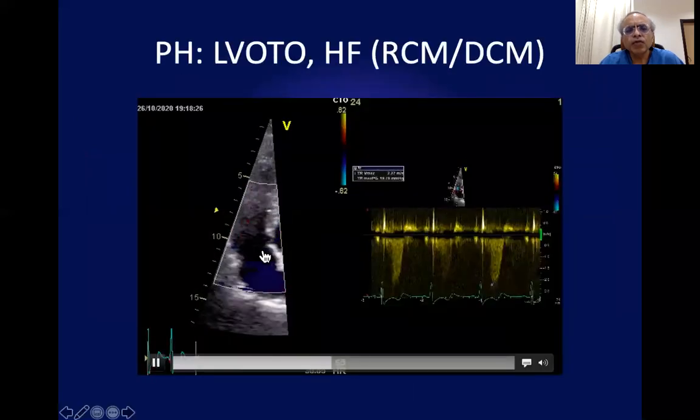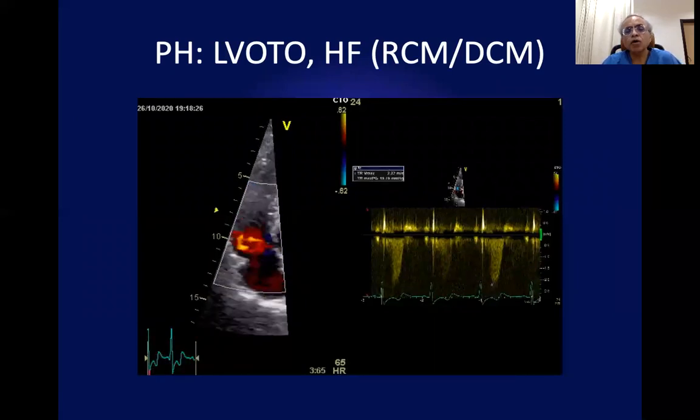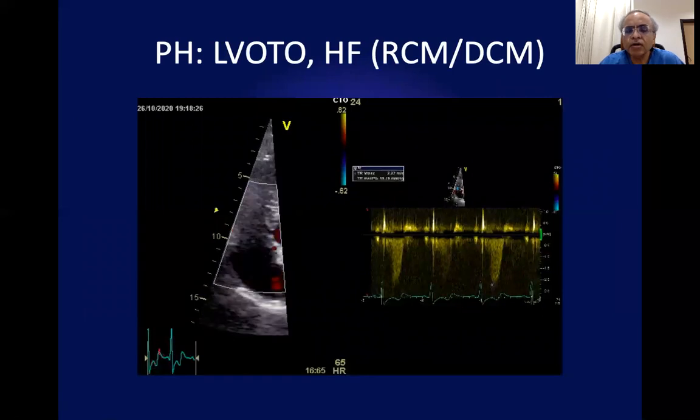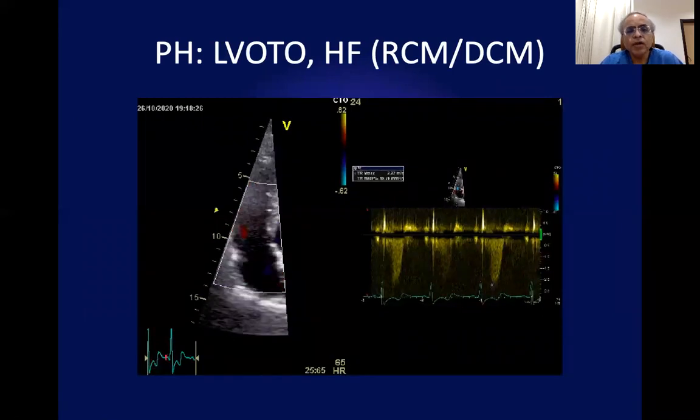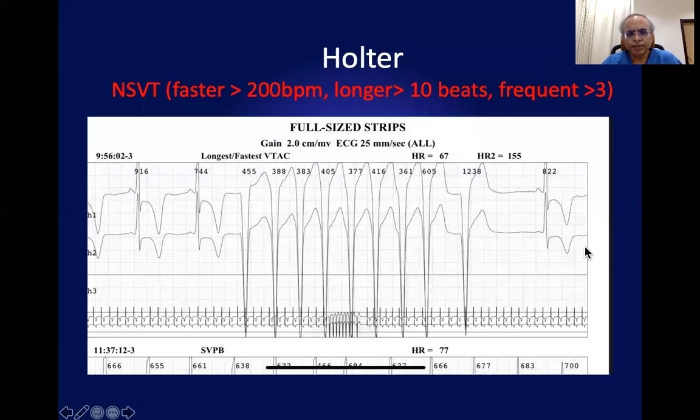Also diligently look for a TR jet and look for the PA pressures. Now the PA pressures can rise despite a normal LV systolic function in the presence of a significant dynamic LVOT obstruction, and after relieving that obstruction the PA pressure falls. So also the PA pressure can increase if the hypertrophic cardiomyopathy progresses towards a restrictive cardiomyopathy or a dilated cardiomyopathy.